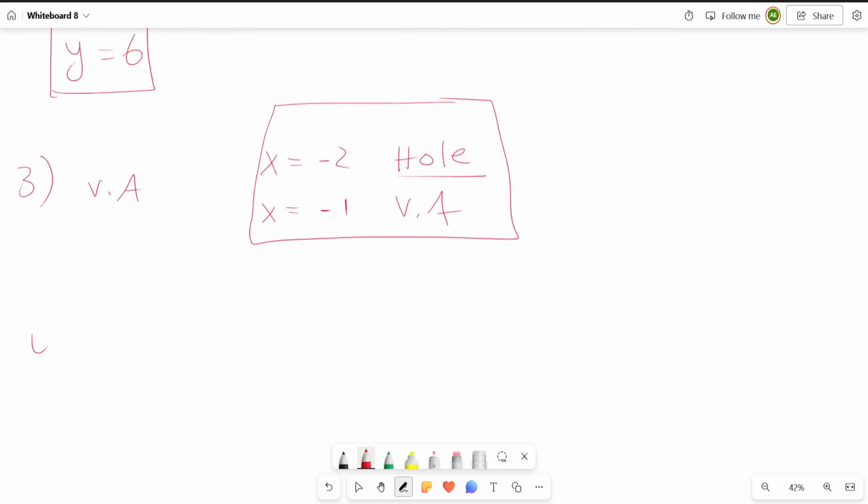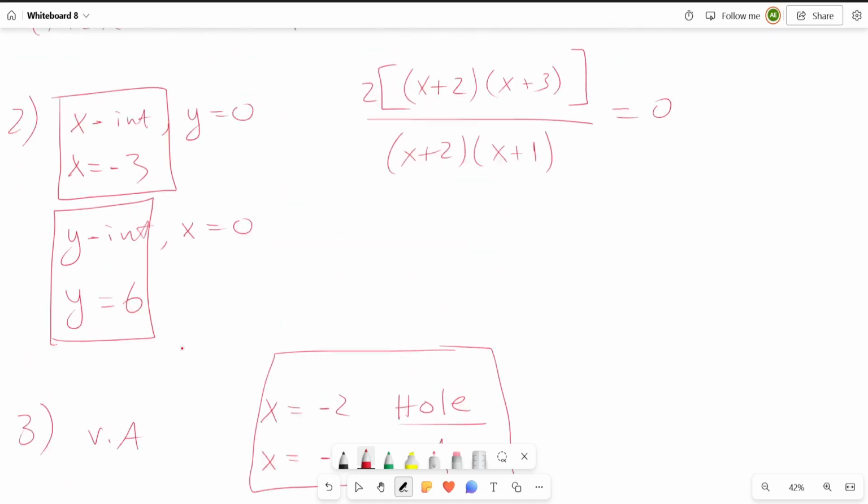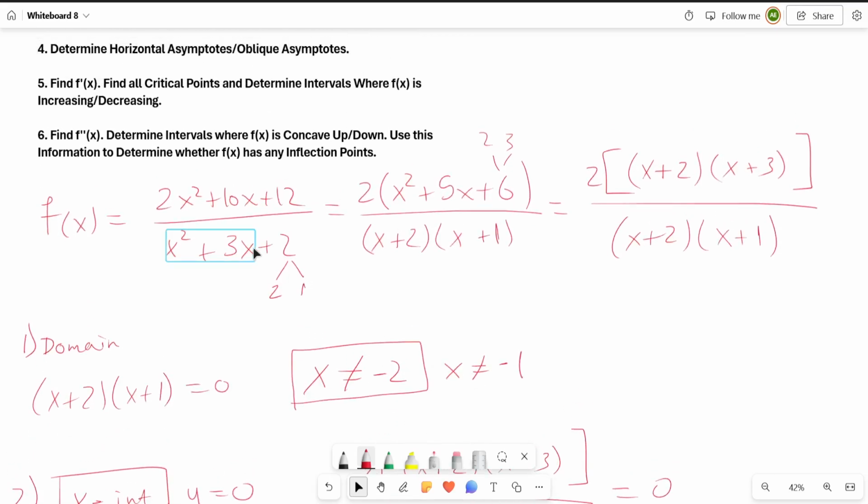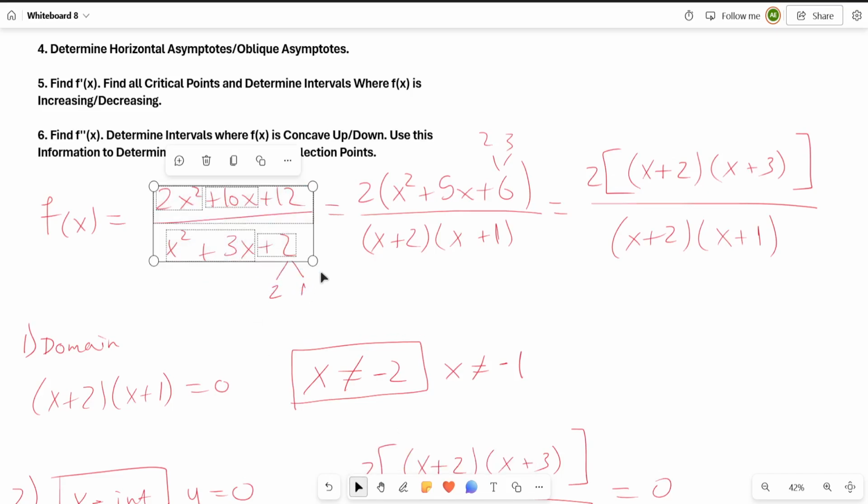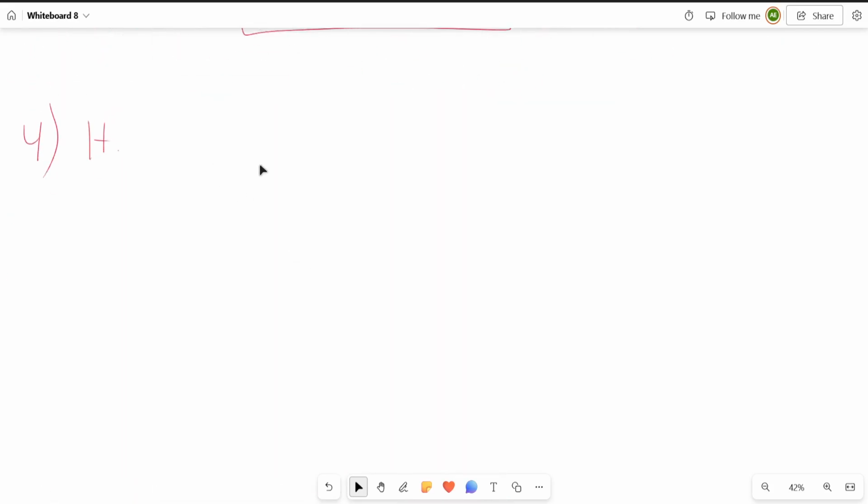The fourth step is to find any horizontal asymptotes. For horizontal asymptotes, let me take my original function, which was this one, and let's see how I can find the horizontal asymptote. What I do is take every single term and divide it by the highest x degree term in the denominator. What's the term with the highest degree of x in the denominator? It's basically x squared. So I'm going to divide everything by x squared.